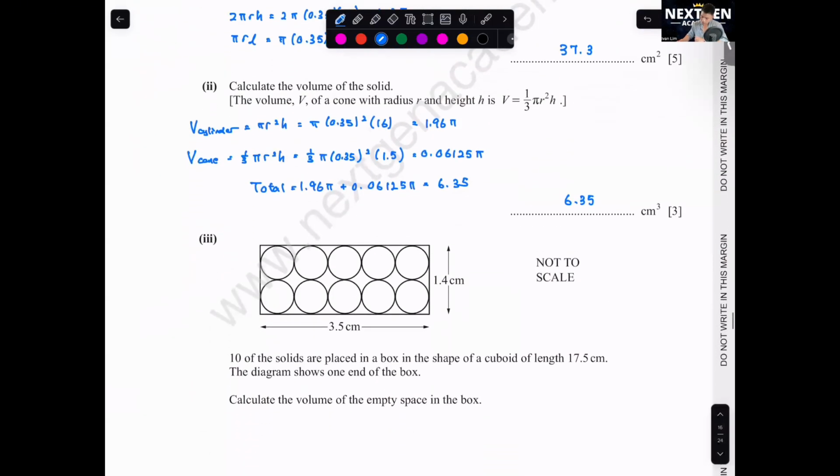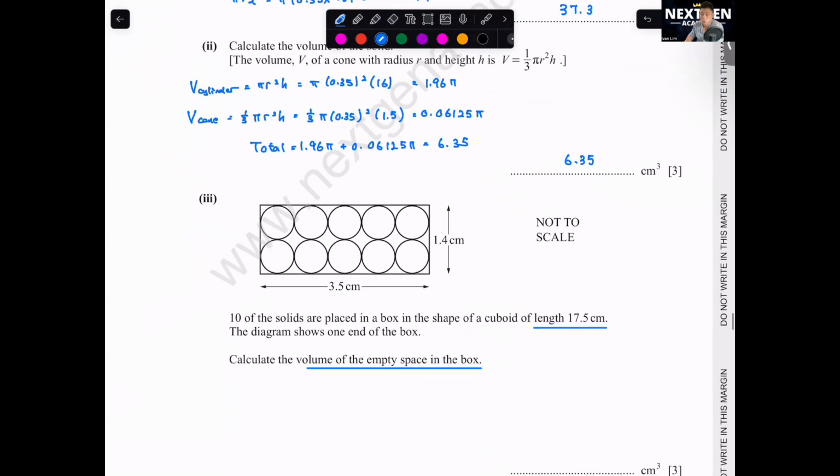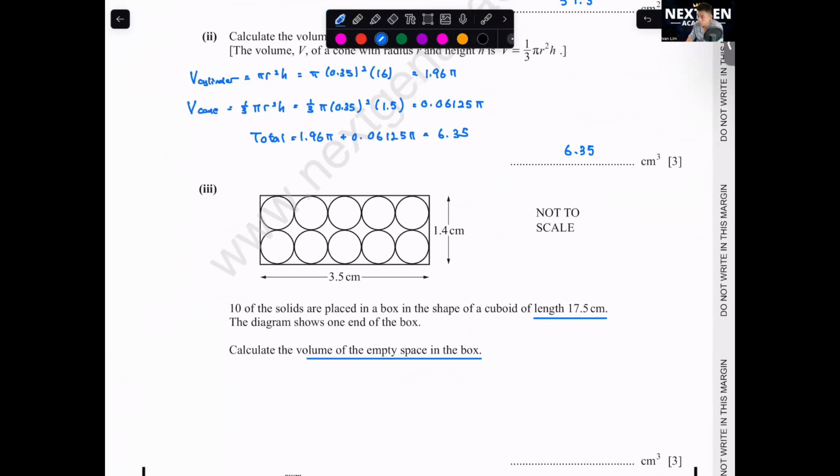Okay, third one. 10 of the solids are placed in a box in the shape of a cuboid of length 17.5. The diagram shows one end of the box. Calculate the volume of the empty space in the box. Okay, so we are going to find the volume of the box first, which is 3.5 times 1.4 multiply 17.5. Then the volume of the 10 solids, which is 10 multiplied by the previous value. Then you're going to take both of it minus each other.